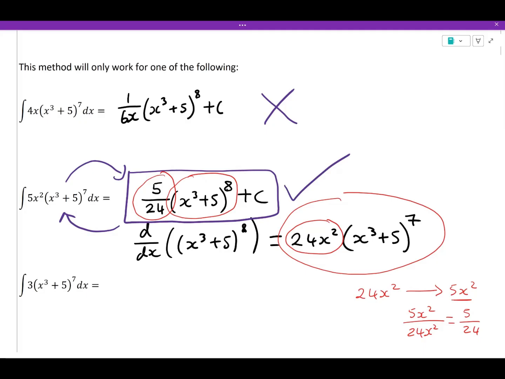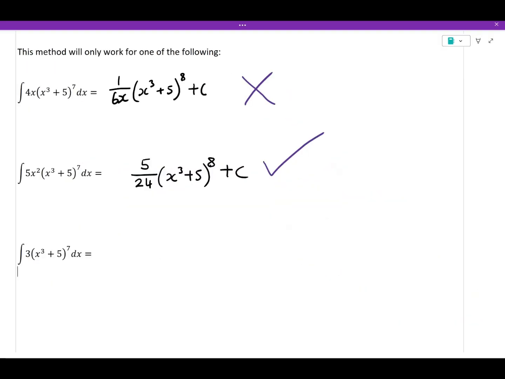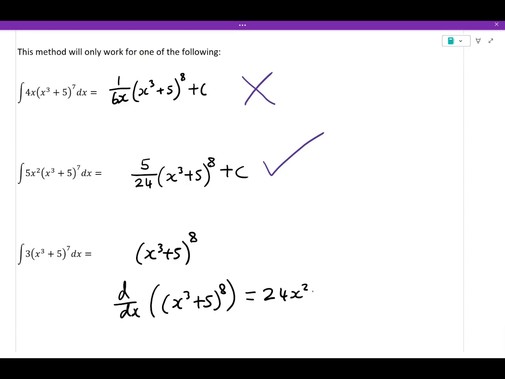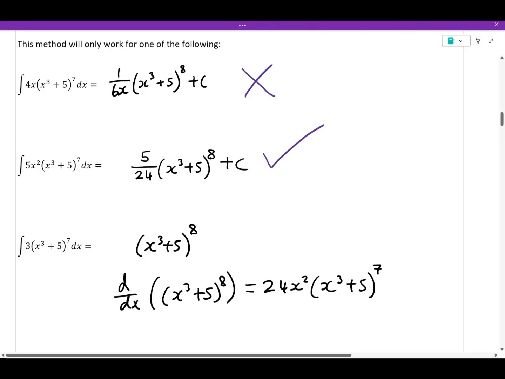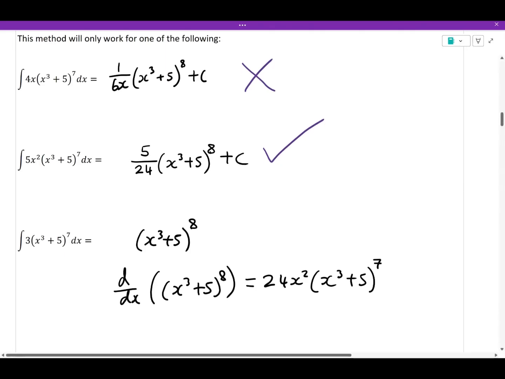But I am just going to go through the last one just to see what happens. Looking at our last one, we have the same bracket again as usual, x cubed plus 5, and the power is 7, so we need to increase it by 1 to get 8. Of course, again, I'm going to differentiate that possible answer, and I'm going to get the same answer as before from that differentiation, which was 24x squared multiplied by x cubed plus 5 to the power of 7.